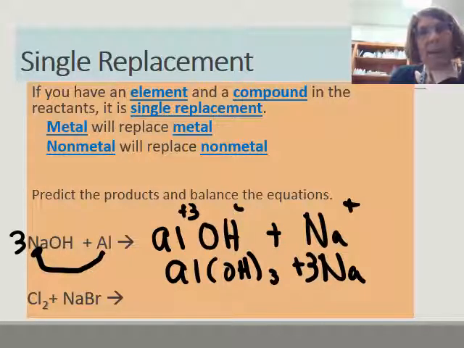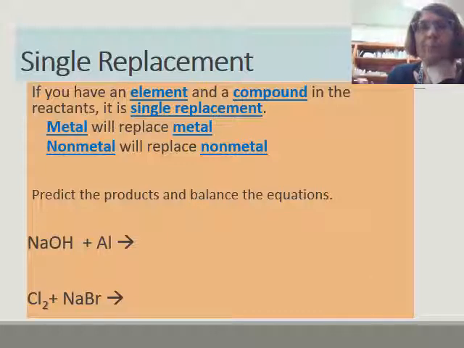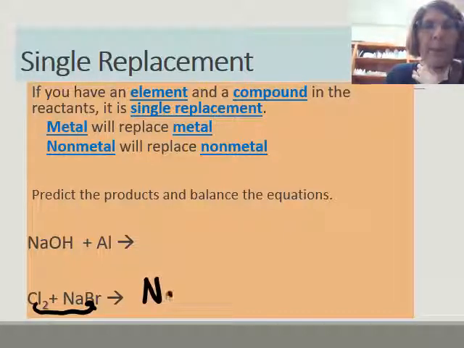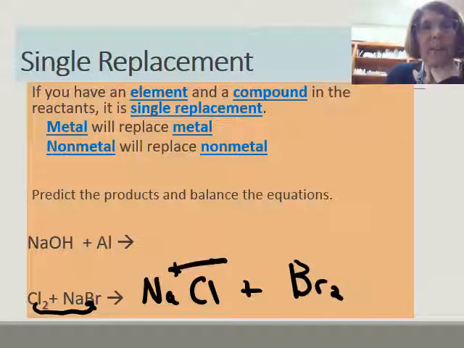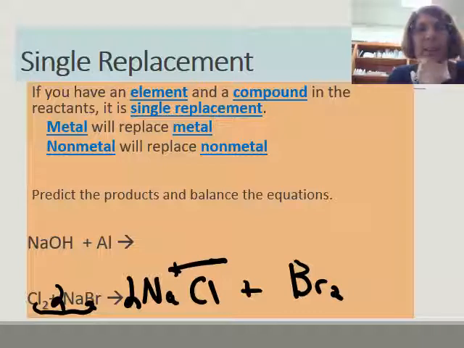So now I'm balanced. Okay, I'm going to erase this so that we can have room for the next one. Chlorine, because it's an anion, is going to take the place of Br. So what's going to happen is we're going to have Na plus Cl2 plus, kicked out the bromine. We're going to put a 2 because that's a diatomic. We're going to go back and balance. So now we have 2 NaCl and Br2, but then I need to put a 2 here so that my Na and my Br are balanced.